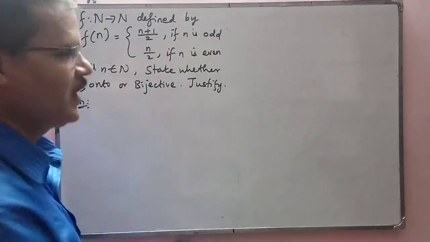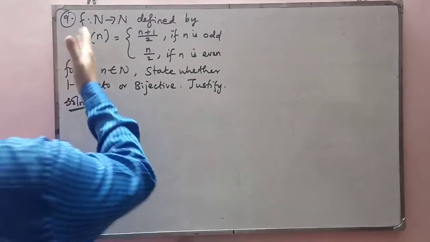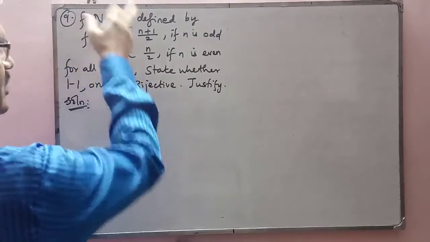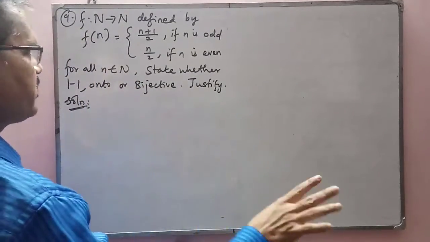We are discussing question number 9 of exercise 1.2, Relations and Functions chapter. The question says f is a function defined from natural numbers to natural numbers. We know natural numbers start from 1, 2, 3, 4. There is no negative number, no decimals, nothing.